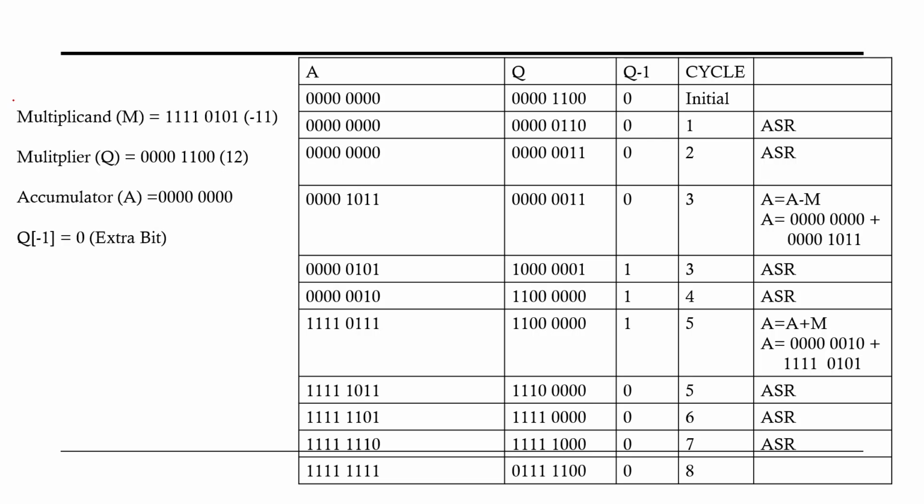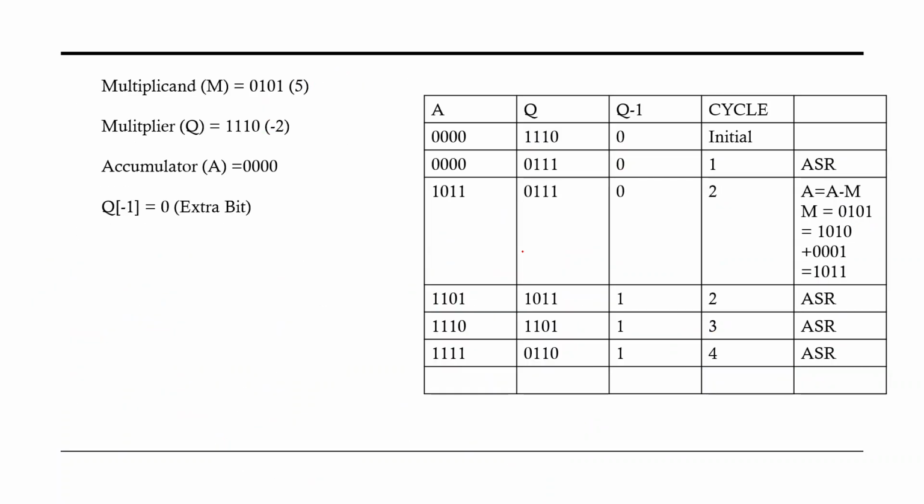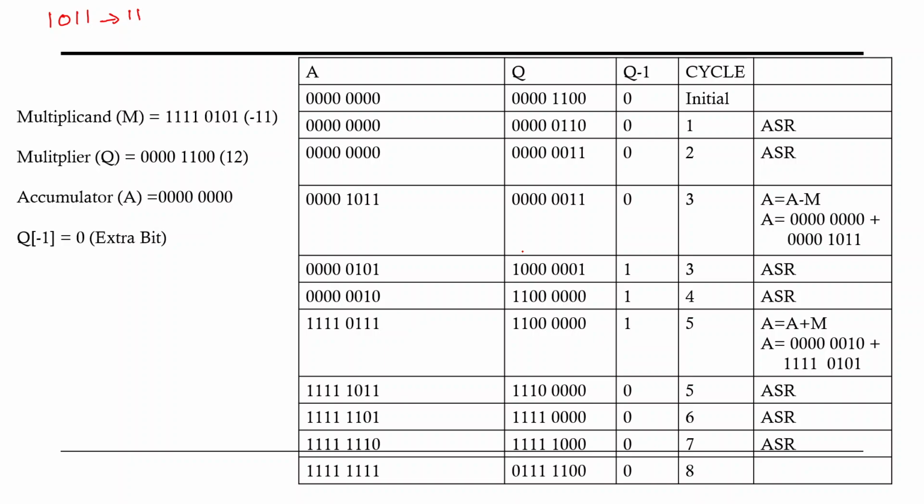So if you see here, 1011 is the indication for 11, right? Since minus 11 and 12 are in the range of minus 128 to 127, we should take 8 bits. So minus 11 and 12 are in the range of minus 128 to 127, and we can take 8 bits.